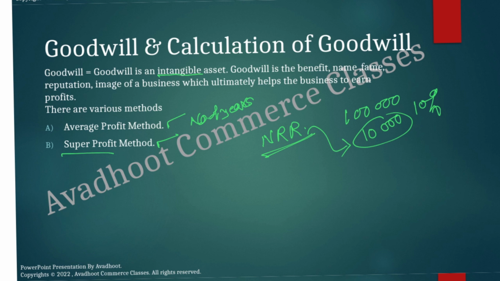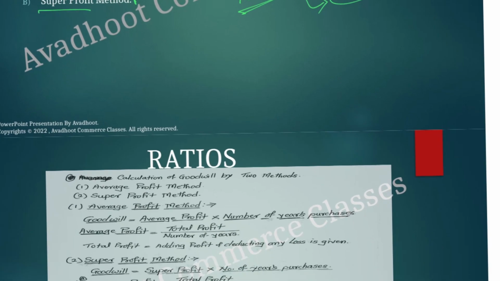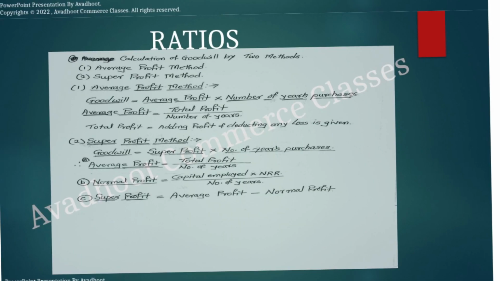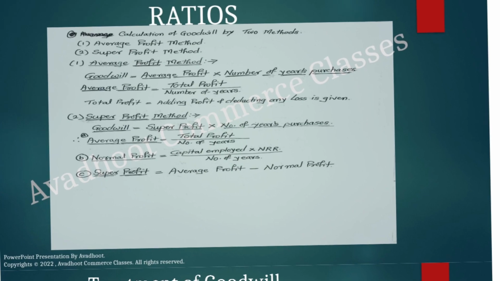If the firm earns excess over the normal profit, it is called super profit. Goodwill can be calculated by the average profit method and the super profit method. There are certain formulas given, and according to that formula we are going to calculate average profit and super profit. How is it to be calculated?